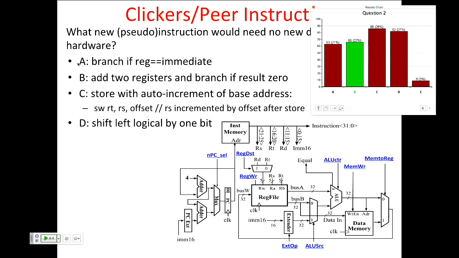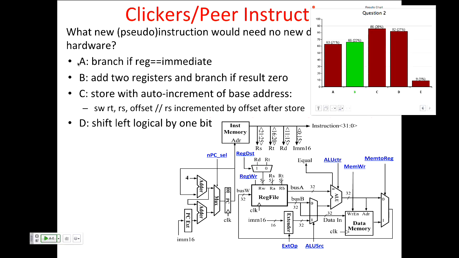There are a lot of caveats in each of the answers, but we're going to say B is the correct answer here. Because that one I can do without any external modifications to the data path. I just need to make sure my ALU is capable of doing that operation. Yeah, questions? Can this data path do add immediate?